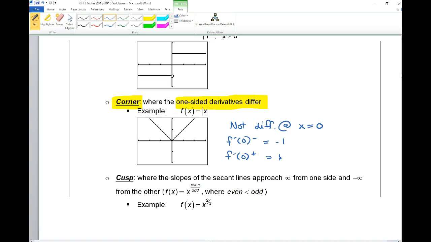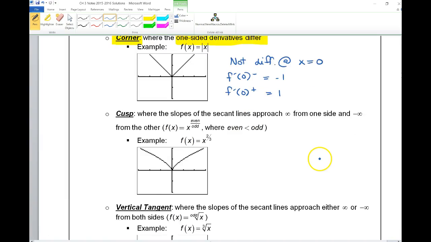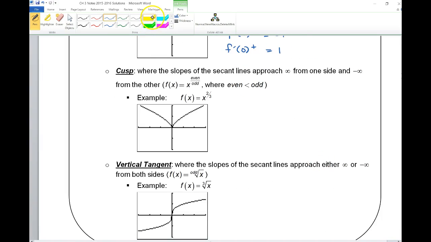There's two more places where we can't have a derivative. One of them is a cusp. And a cusp is something very specific. Okay? And a cusp. Cusp. It's a hard word to say.